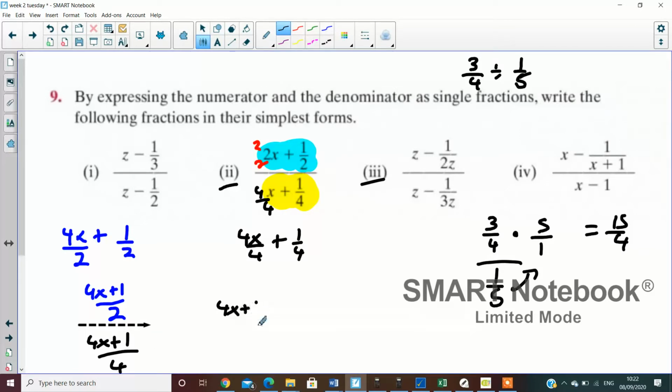Yeah, get that 4x plus 1 over 4 and turn it upside down, like so. And what cancels? Because it's multiplication, the 4x plus 1 and the 4x plus 1 cancel, leaving 4 over 2, which is 2. We all good? Any questions? Good.